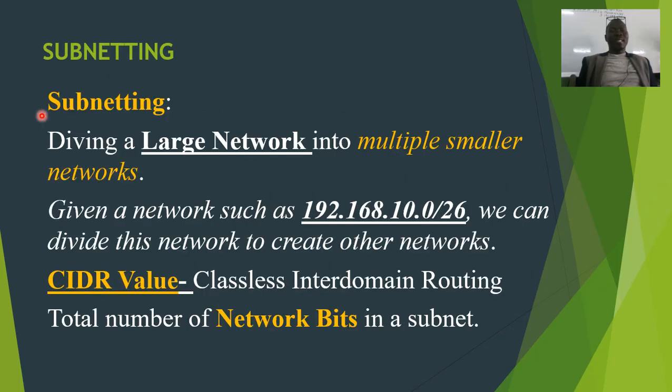First of all, subnetting is a process of dividing a large network into multiple smaller networks. For instance, you may be given a network such as 192.168.10.0/26. This network is very huge. We can divide it to create other smaller networks within it, with this given IP address. As we do that, there's something we call the CIDR value, which is classless inter-domain routing. This one basically gives us the total number of network bits in a subnet, only the network bits.